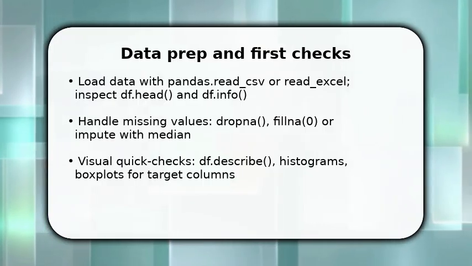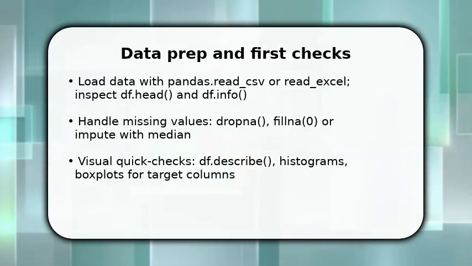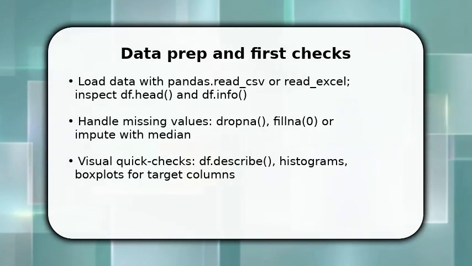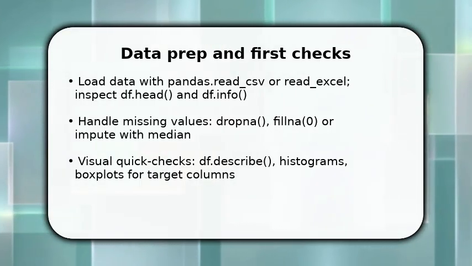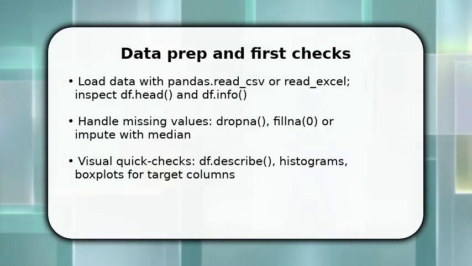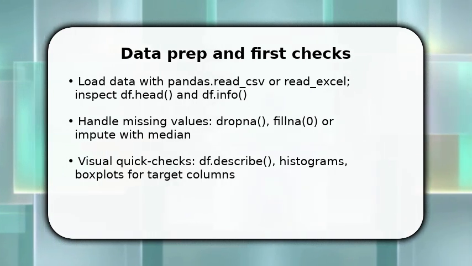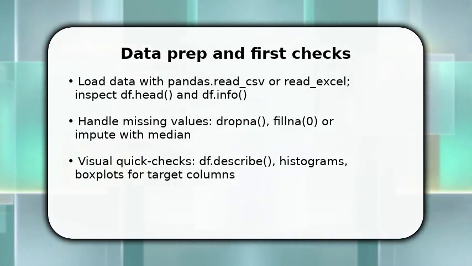Then compute df.describe, and draw a histogram and box plot for the field you'll analyze. This reveals scale and potential extreme values. Once done, convert timestamps to datetime if needed, and filter irrelevant rows, so subsequent outlier logic targets meaningful observations.